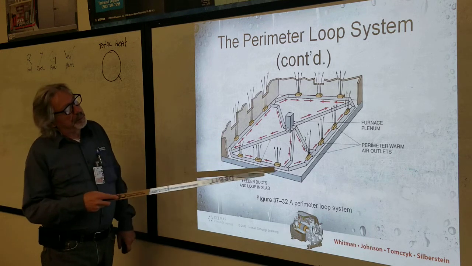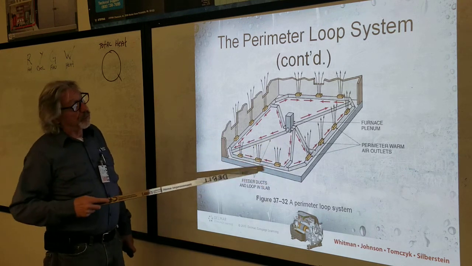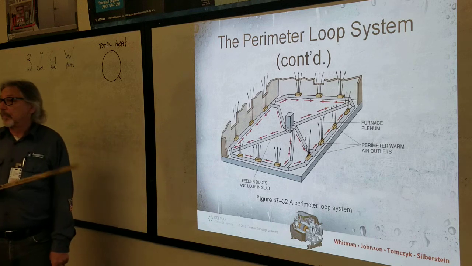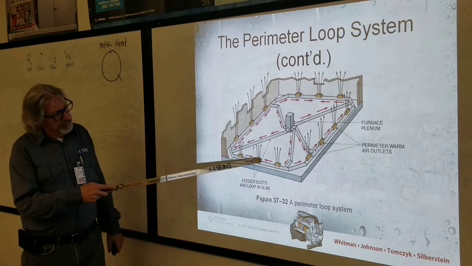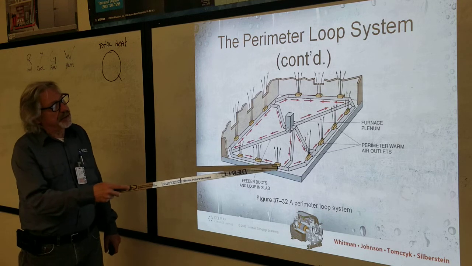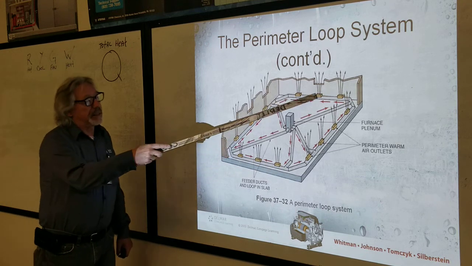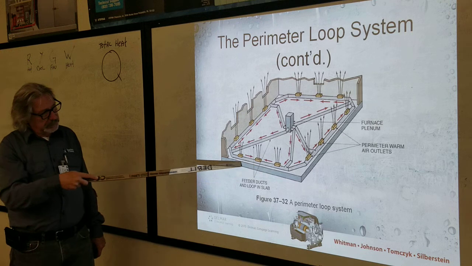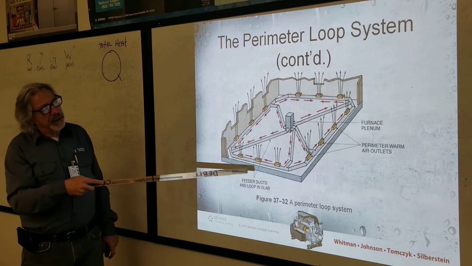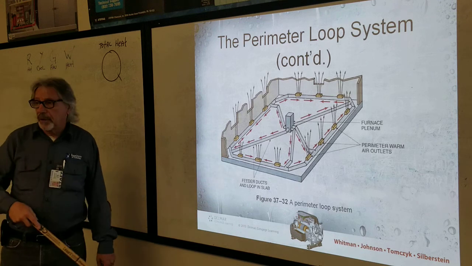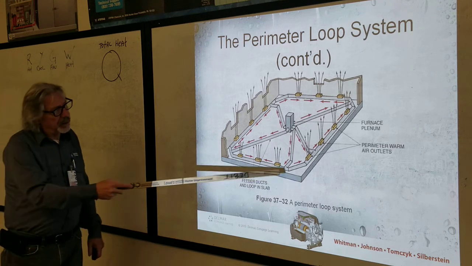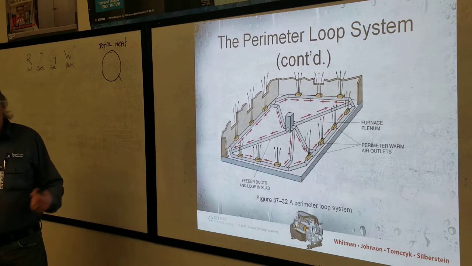And the reason why the perimeter loop system, you will find ducts in the floor, but they're not a loop system, they're not perimeter. The reason they have this extra loop in here is to keep that ductwork and that concrete slab warm in the wintertime.